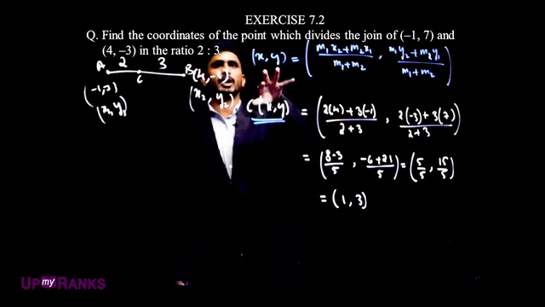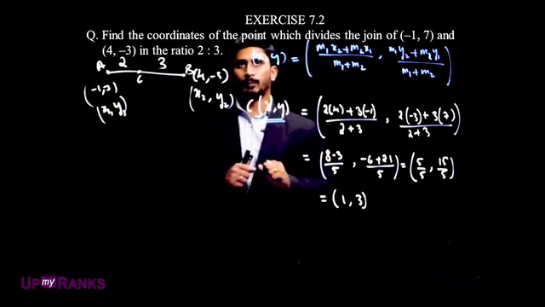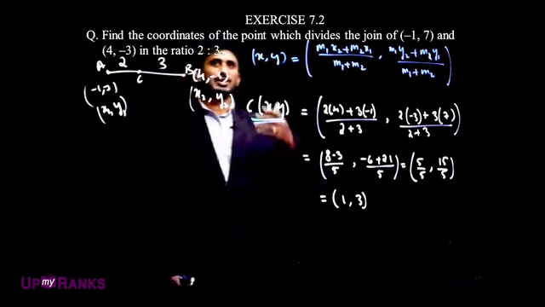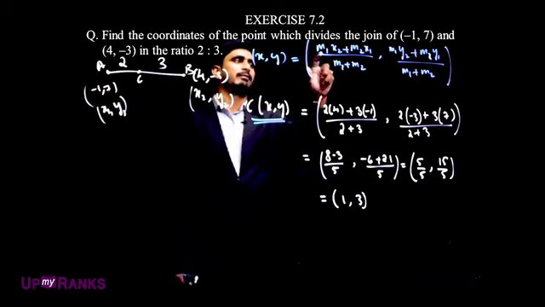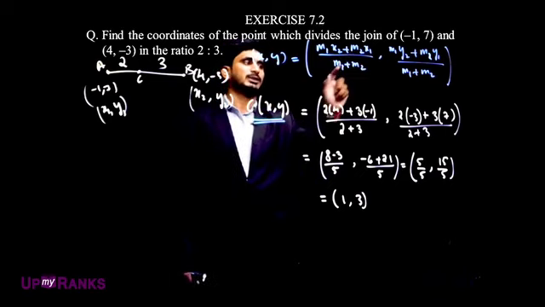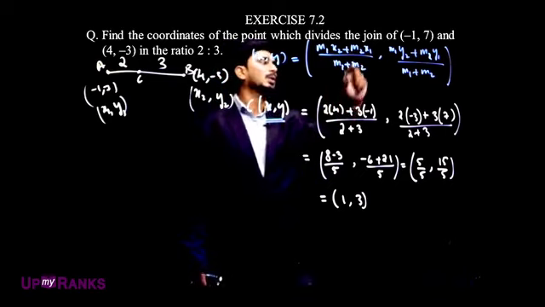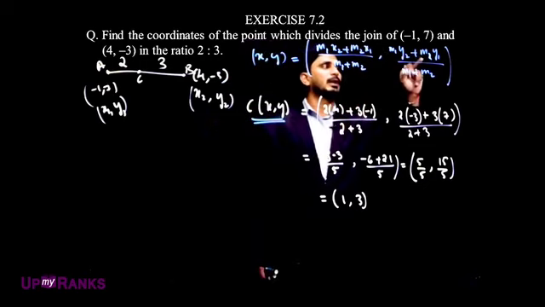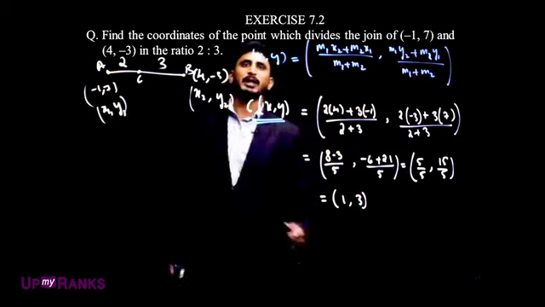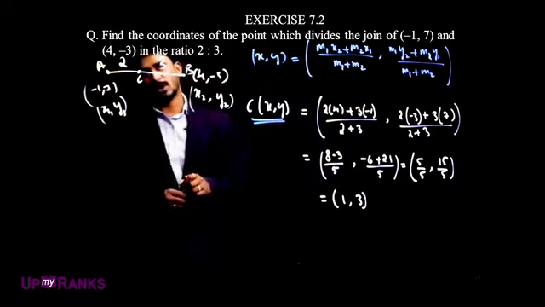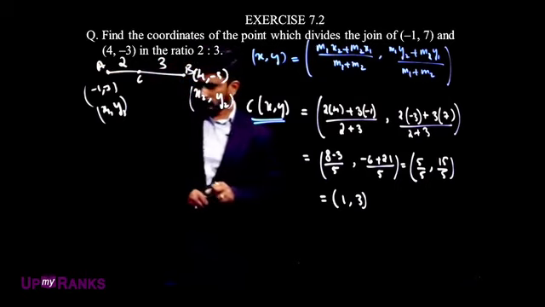If you have to find the point between two given points, we can use the ratio as given, m1 is to m2. We find (m1 x2 + m2 x1) divided by (m1 + m2), and (m1 y2 + m2 y1) divided by (m1 + m2). So using this section formula, we will get a point between any two points. Is this clear? Thank you.